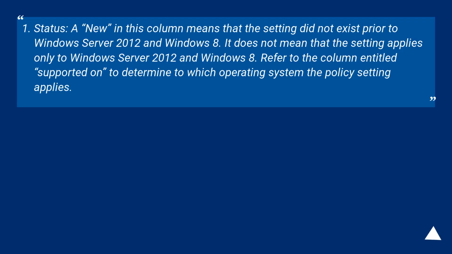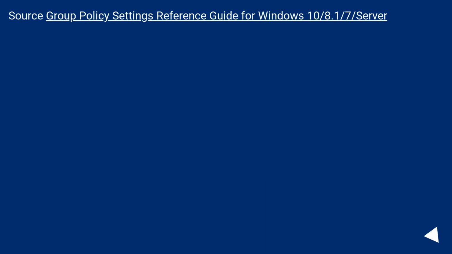Status. A "new" in this column means that the setting did not exist prior to Windows Server 2012 and Windows 8. It does not mean that the setting applies only to Windows Server 2012 and Windows 8. Refer to the column entitled Supported On to determine to which operating system the policy setting applies. Source: Group Policy Settings Reference Guide for Windows 10/8.1/7/Server.